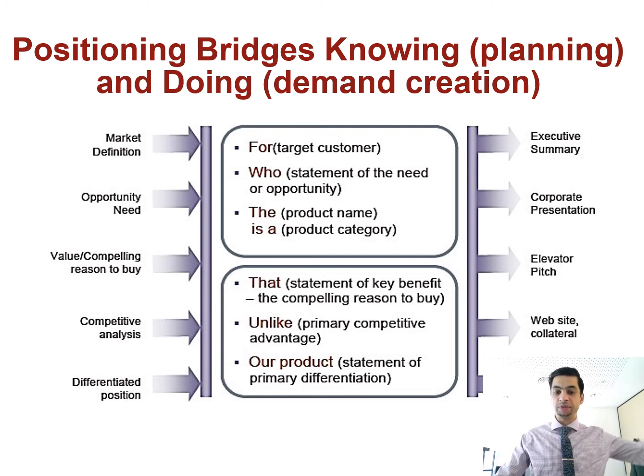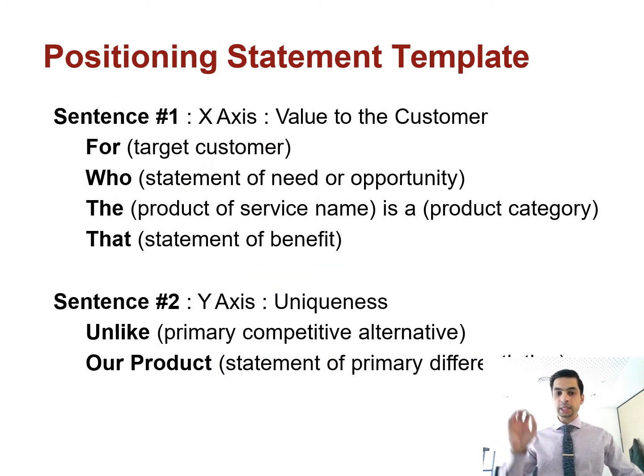So you're now saying unlike what's available in the market, ours has this advantage, a competitive advantage, and then our product, the statement of differentiation. So we go through these six steps. Number one, for target customer. Number two, who, so this is the need, who needs your product. The product name and the category, that benefit, the compelling reason why you should buy it. Unlike our competitors, our product, statement of primary differentiation. And we'll go through an example here. So you have the first sentence, value to the customer, and then the second sentence will be the uniqueness.